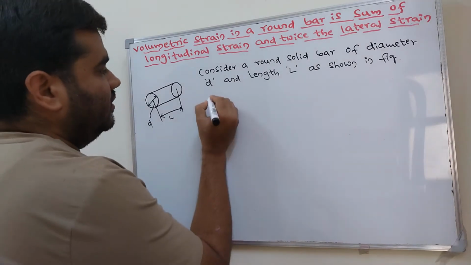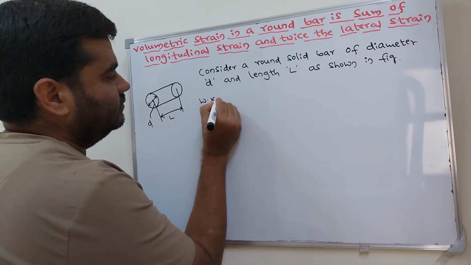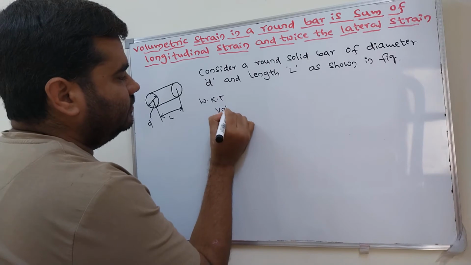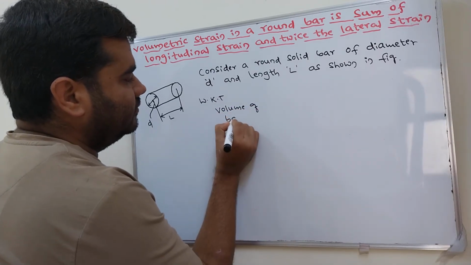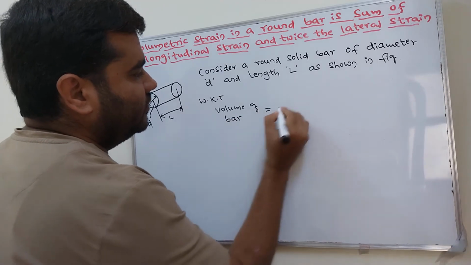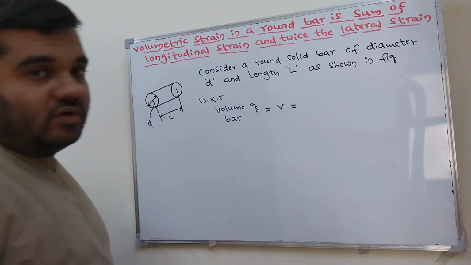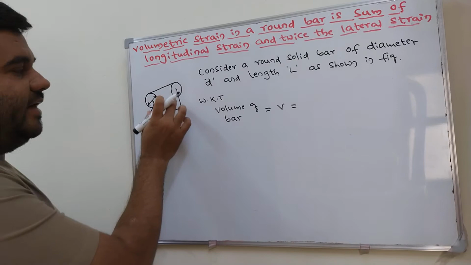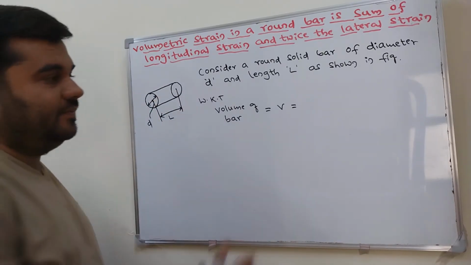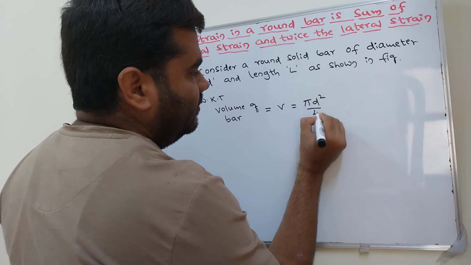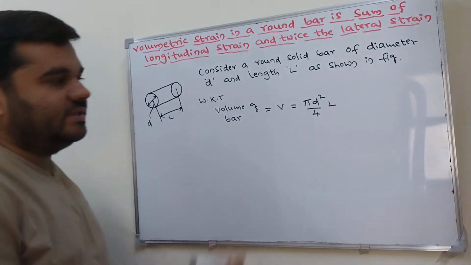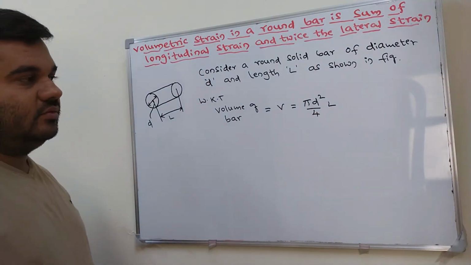We know that the volume of the bar, V, equals pi d square by 4 into length. That is, pi d square by 4 into L, which is area into length.